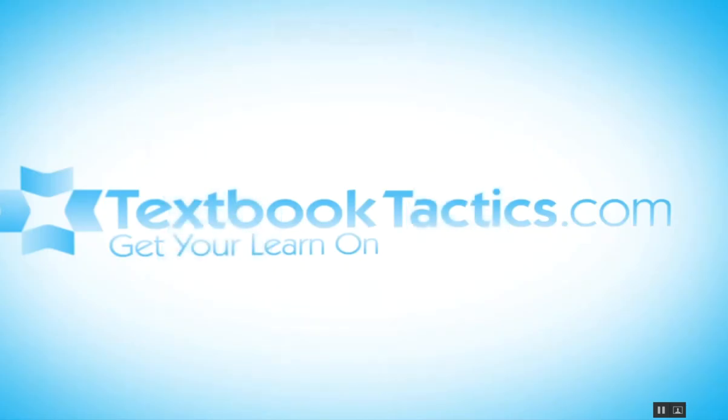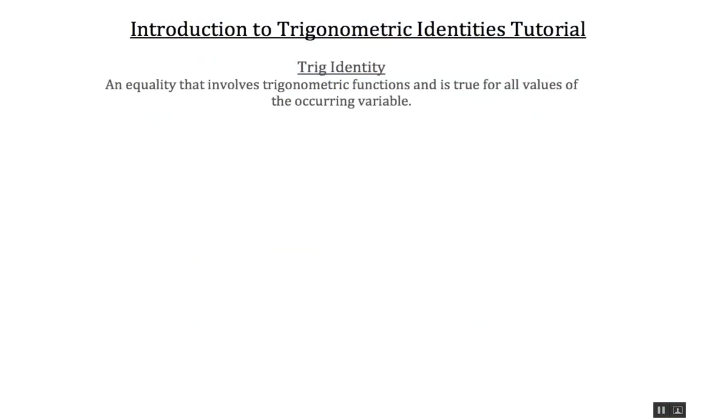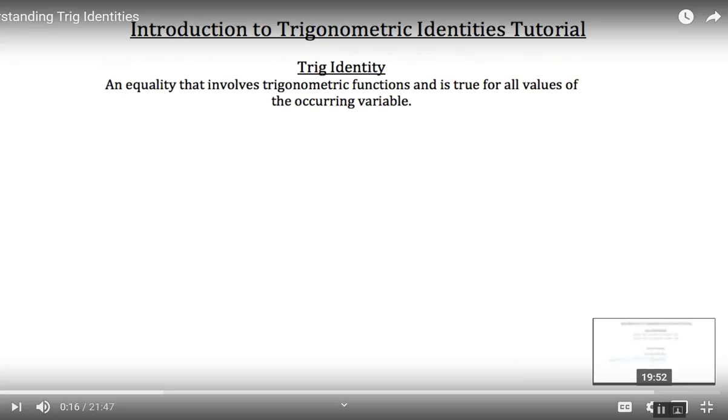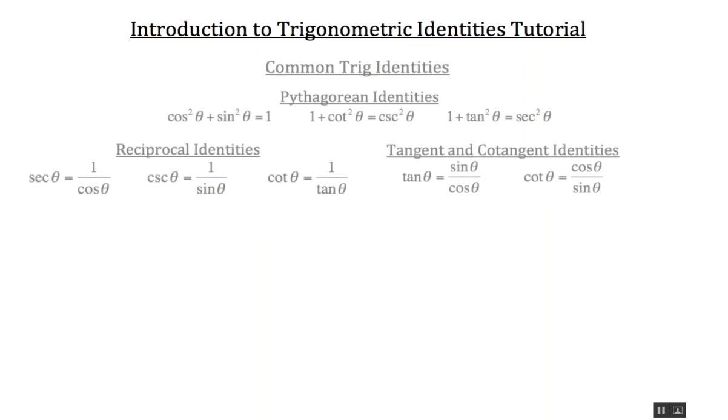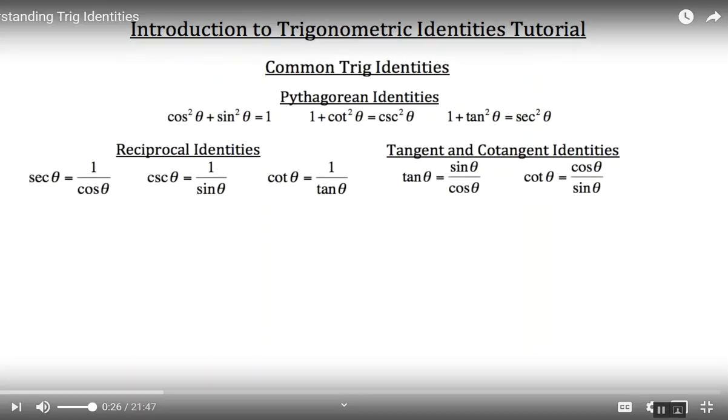This is the Introduction to Trigonometric Identities tutorial. A trigonometric identity is an equality that involves trigonometric functions and is true for all values of the occurring variable. In math, it's just easiest to show you the work and explain it to you that way. So the first thing... Okay, so the video kind of paused there for a second.